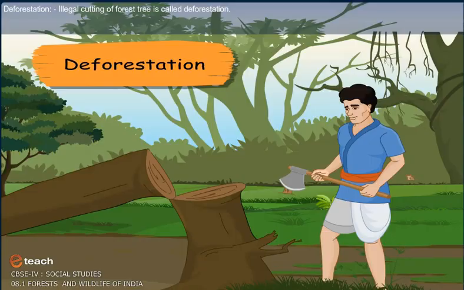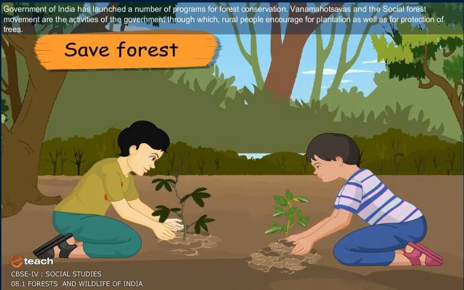Deforestation. Illegal cutting of forest trees is called deforestation. The Government of India has launched a number of programs for forest conservation. Vana Mahotsavs and social forest movements are activities of the government through which rural people are encouraged for plantation as well as for protection of trees.